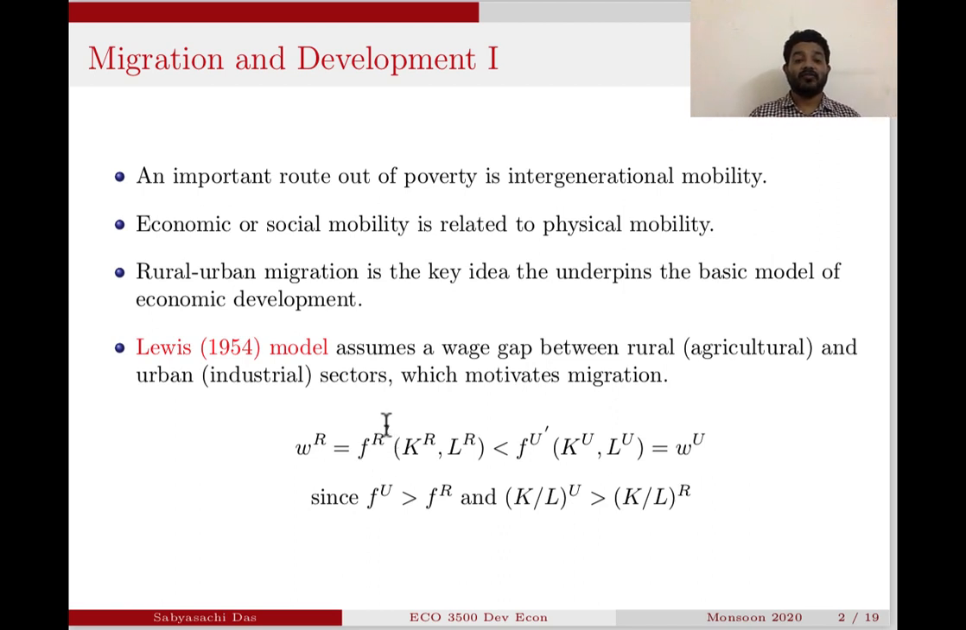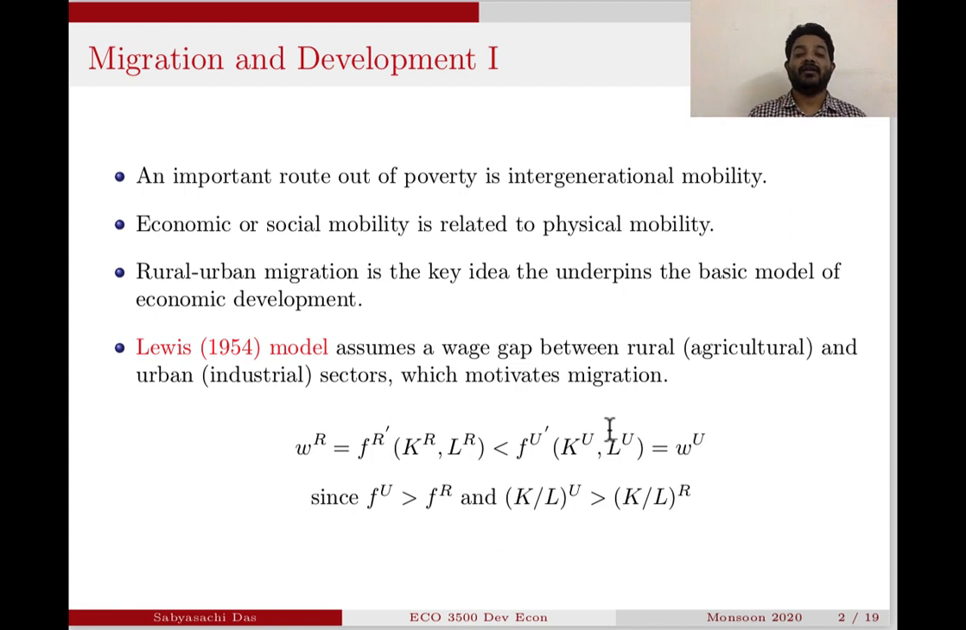in the rural area. The rural area is primarily doing agriculture, so its production technology captures that. It depends on the capital or machinery used in agriculture and the total volume of labor that goes into agriculture. So that determines the marginal product evaluated at that level of capital and labor in the rural area, which determines the rural wage rate.